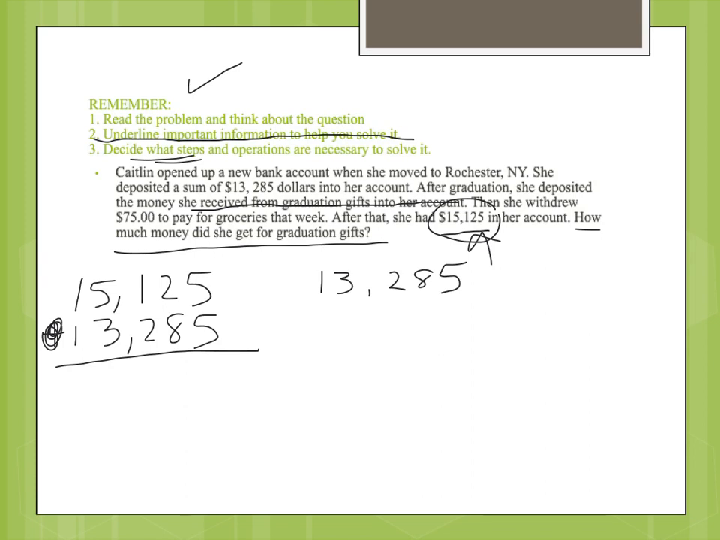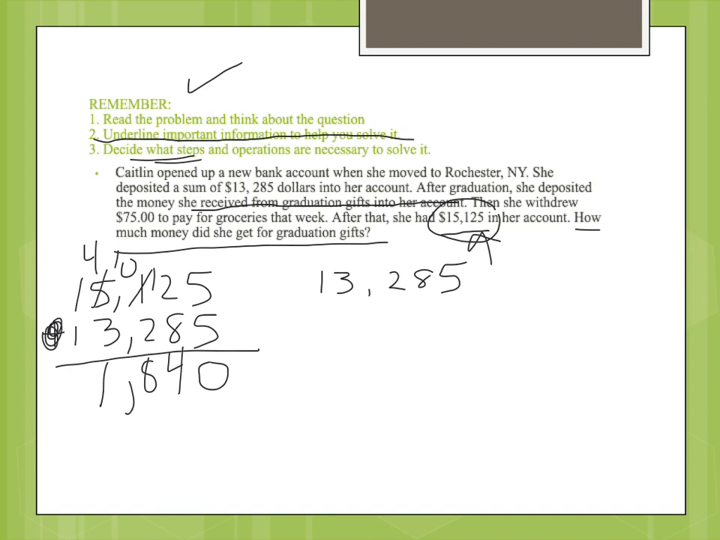Okay, so 5 take away 5 is 0. 2 take away 8, we can't do that, so we're going to borrow here. 12 take away 8 is 4. 0 take away 2, we can't do it. 10 take away 2 is 8. 4 take away 3 is 1. So it appears that there's a difference of 1,840. So some of you might be thinking, well, that's how much money she got for graduation gifts.